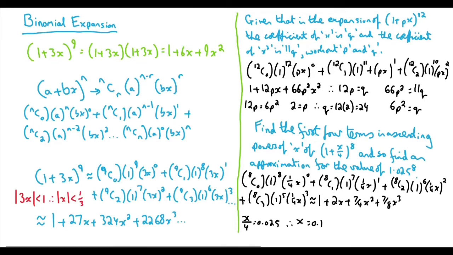Now, if x is 0.1, that will be the same as if it was 1.025, then in each case the power of 8, we can therefore say an approximation for that expansion is going to be just this expression here, except we've replaced all the x's with 0.1. So 1 plus 2 times 0.1 and so forth and so forth.